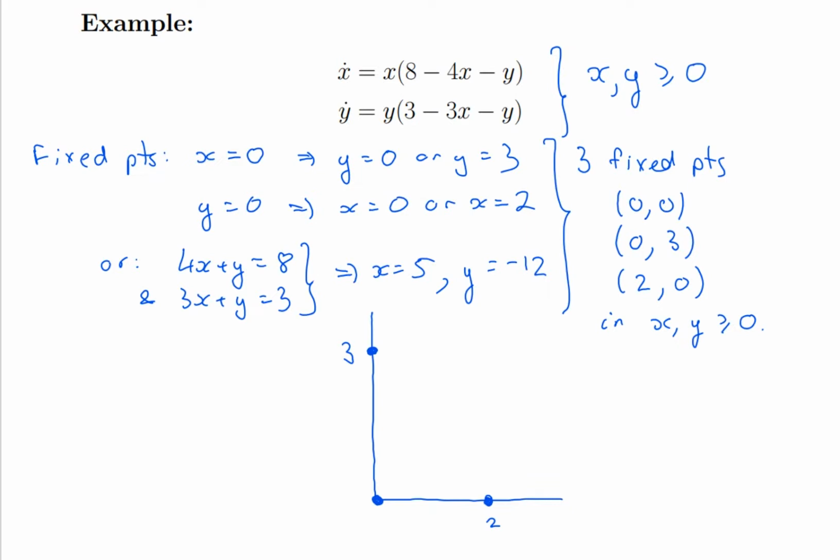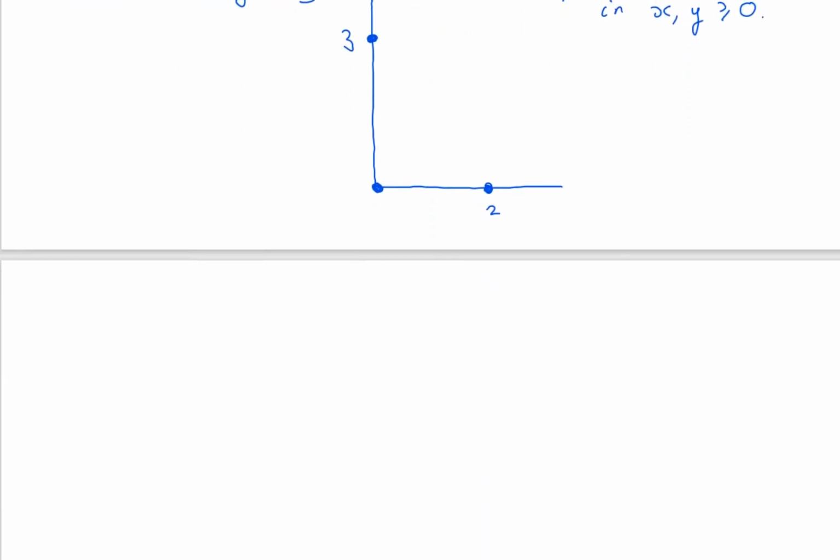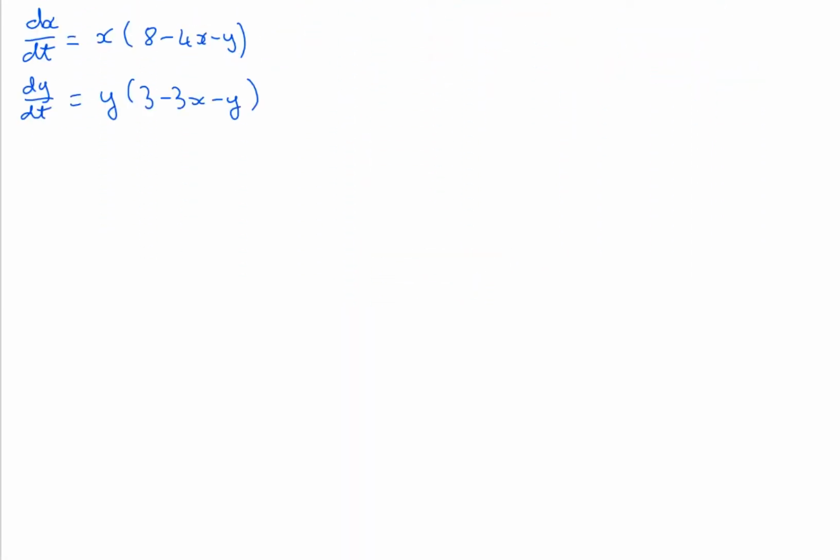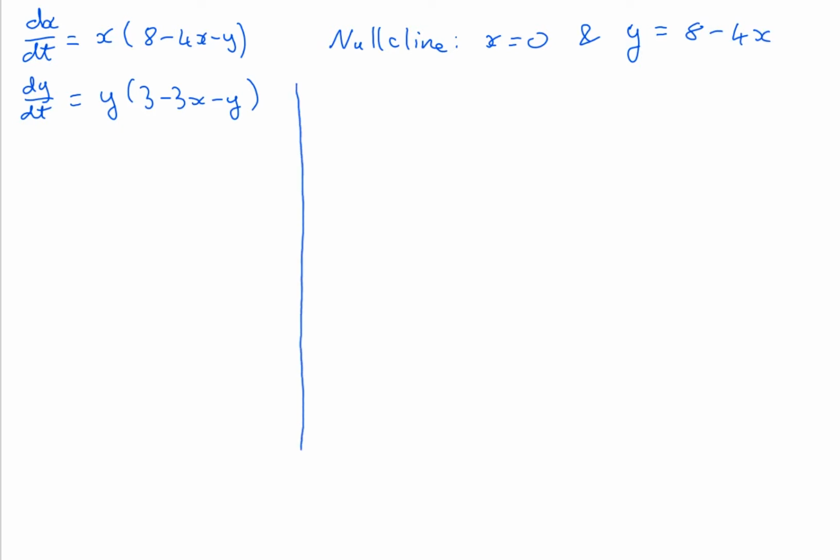I'm going to draw the nullclines. Okay, so the nullcline: dx/dt is 0 when either x equals 0 and when y is equal to 8 minus 4x. That's a straight line. That's my fixed points.